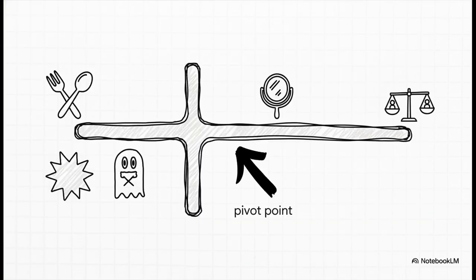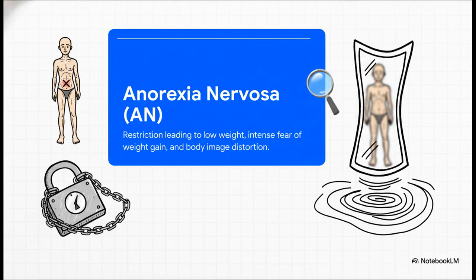And that's the perfect pivot. What happens when the restriction is all about body image? When that fear of gaining weight is the driving force? Well, then we're in a totally different ballpark. And that ballpark is anorexia nervosa.